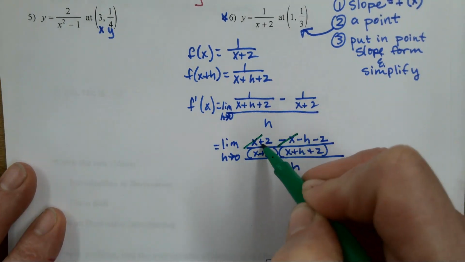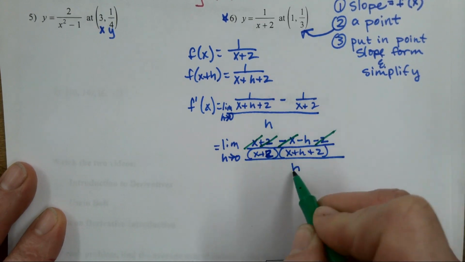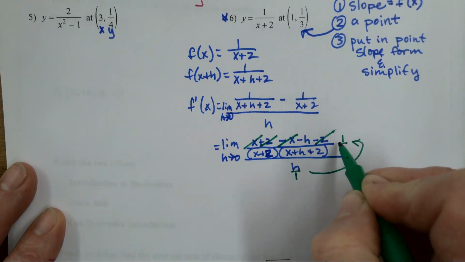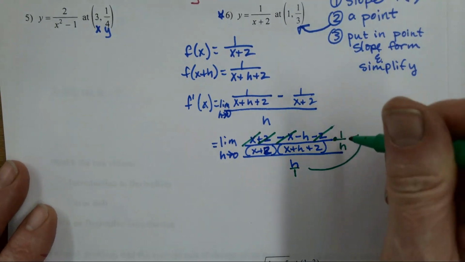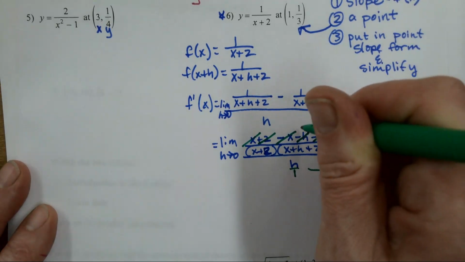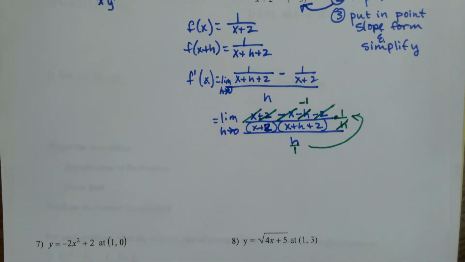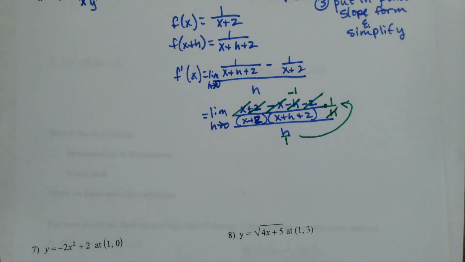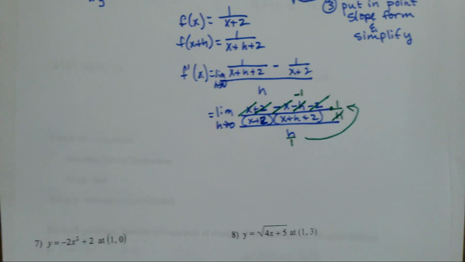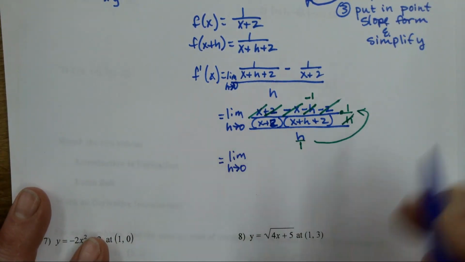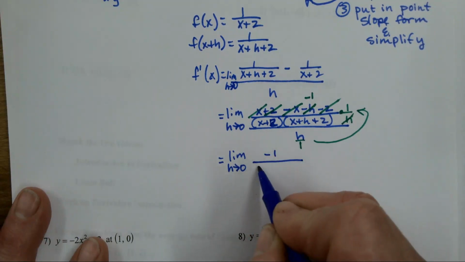Minus x, minus 2, put h over 1, flip it up and multiply, and cancel off my h as well. Don't forget there was a negative in front of that h, so that's why I put a little -1 in front of it. So after I did all my cleanup and all of my canceling and all of my flipping and multiplying and taking away everything that I can, I have the limit as h approaches 0 of -1 over this thing.